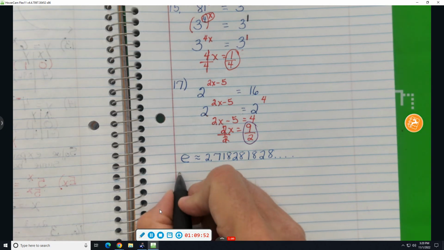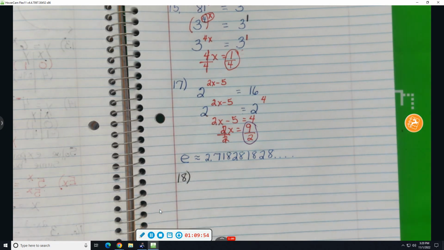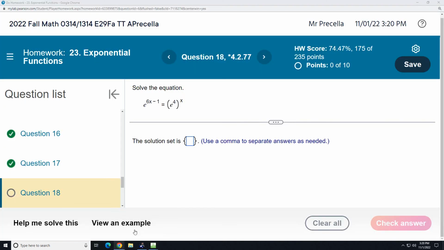Let me write the problem down. If there's an e in the problem, that's the common base. So e to the 6x minus 1 equals, this is something you can impress people with because it looks much harder than it is, e to the 4th raised to the x power.